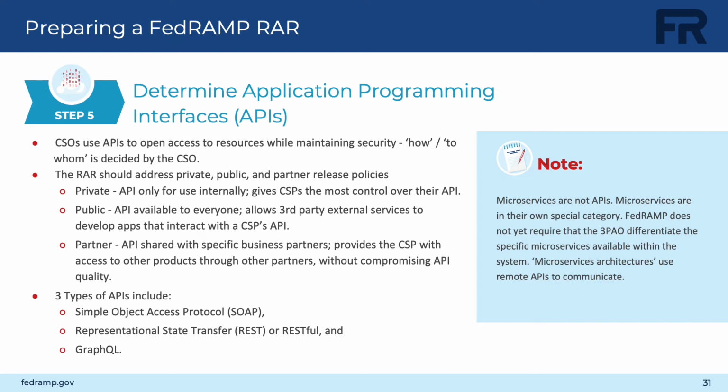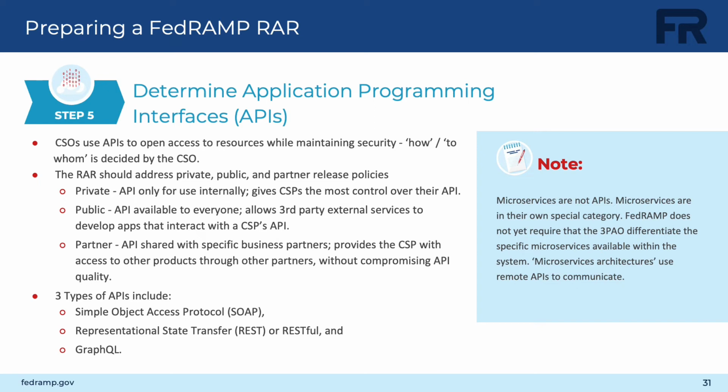The RAR should address private, public, and partner release policies. A private release policy means the API is only for use internally. This gives the CSP the most control over the API. A public release indicates that the API is available to everyone.